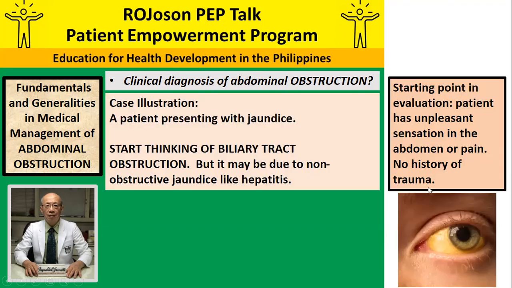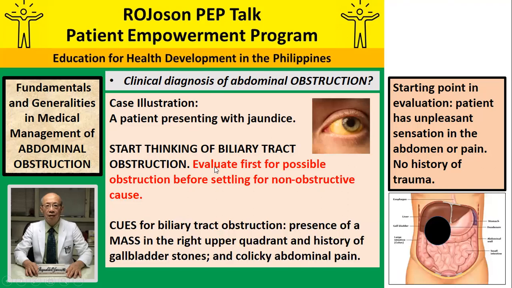So another illustration: a patient presenting with jaundice. Right away, you start thinking of biliary tract obstruction. But again, this is just one single data. Still think of biliary obstruction, but mind you, it may still be due to non-obstructive jaundice like hepatitis. So evaluate first for possible obstruction before settling for a non-obstructive cause.